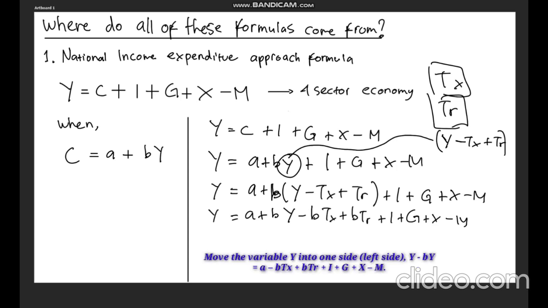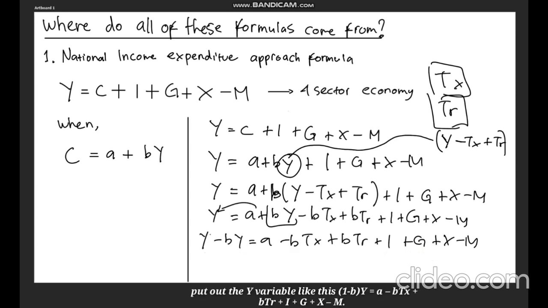Move the variable y to one side, the left side. So the formula looks like this: y minus by equals a minus btx plus btr plus I plus g plus x minus m. Factor out the y variable like this: open brackets 1 minus b close brackets multiplied by y equals a minus btx plus btr plus I plus g plus x minus m.